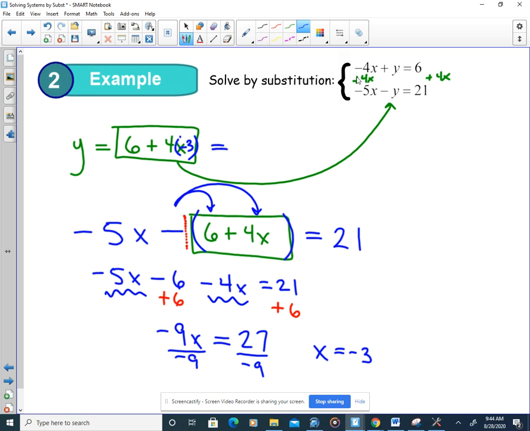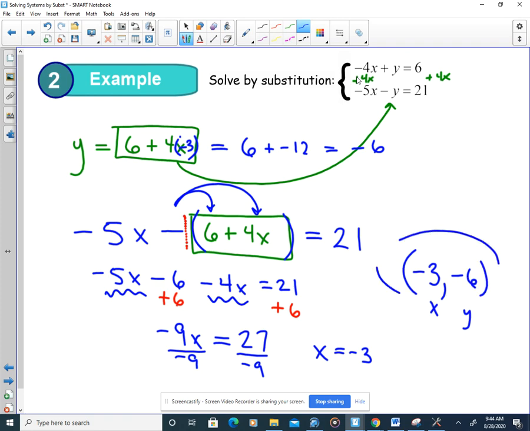This will be how you get your y value, or your second value. So we got 6 plus negative 12, which is equal to negative 6. And then again, always write your solution as an ordered pair. X first, y second. So the solution to this system is the point negative 3 comma negative 6.